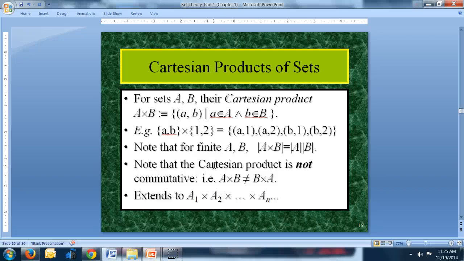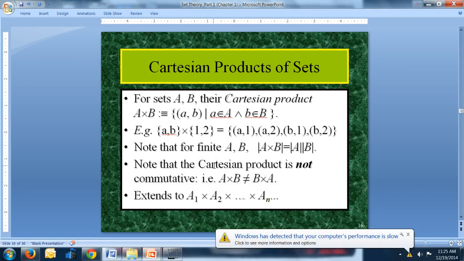So if we're looking at the Cartesian product of the first set, let's call it A, which has a and b, and the second set B that has the numbers 1 and 2, if we do the Cartesian product A times B, then we will take the first element belonging to the first set and the second element belonging to the second set, and we do all the possible values from A and B.